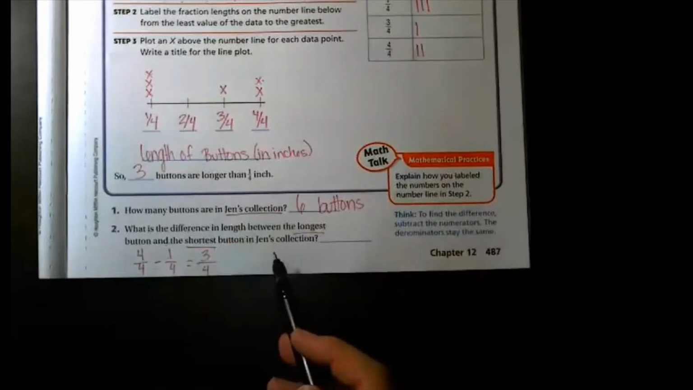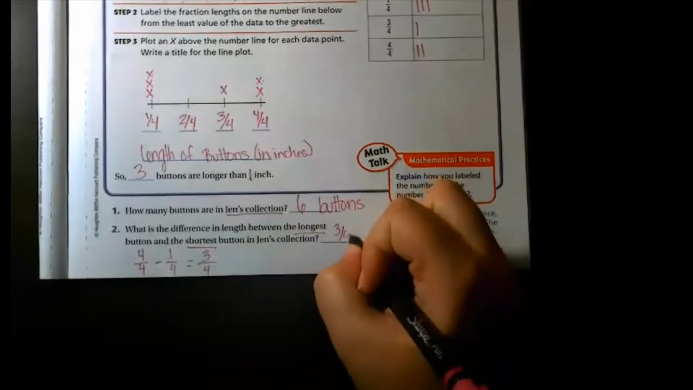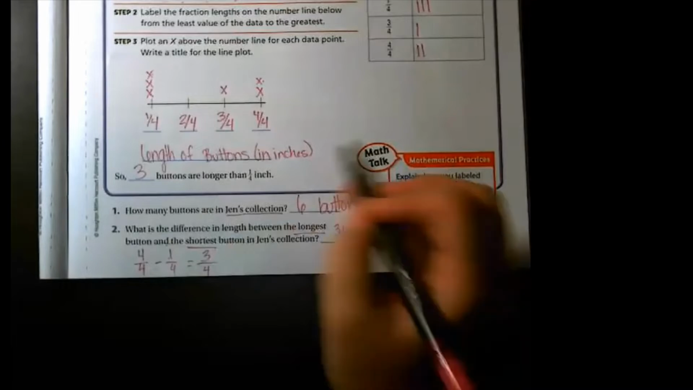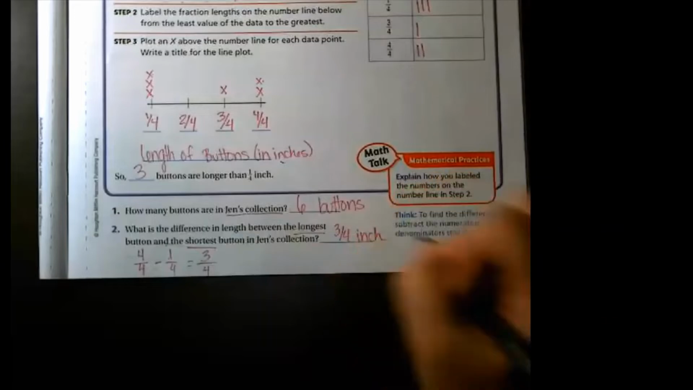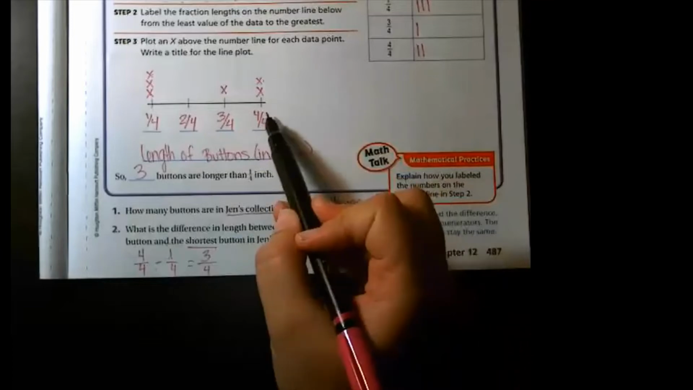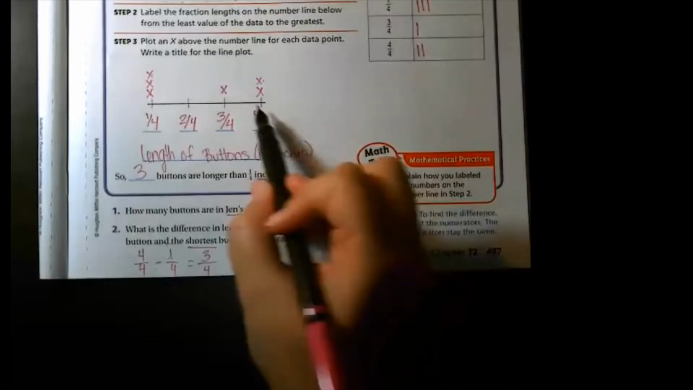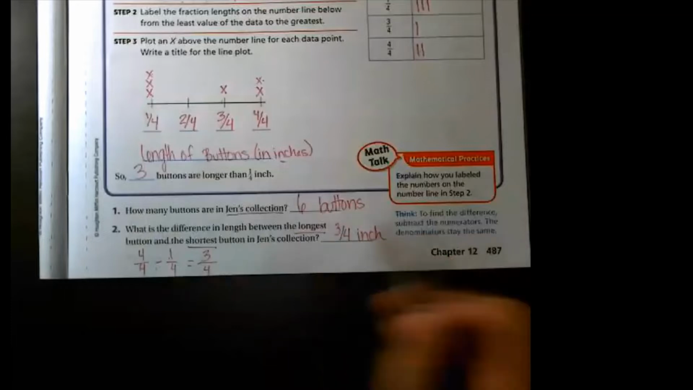So the difference between the longest button and the shortest button is 3/4, but I have to label. So you go back up here to what are you measuring in? So 3/4 of an inch. Okay. Another way to find the difference is start from your greatest number and hop backwards on your number line until you get to your smallest. So if I was to do that, I would start at 4/4 and I would go back 1, 2, 3 times. So it would be 3/4, or whatever my denominator is in that problem.